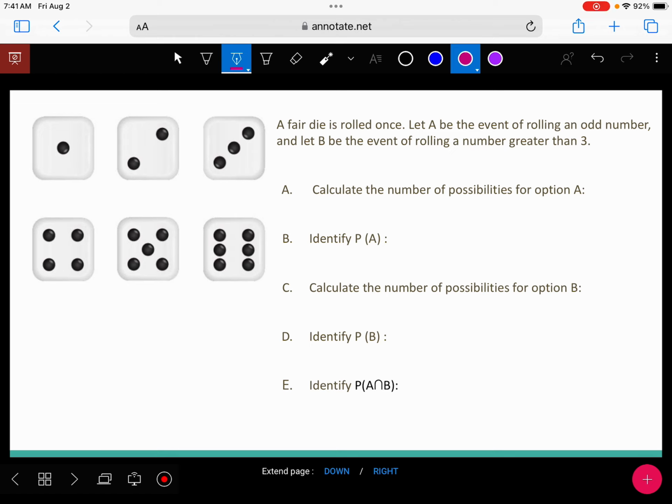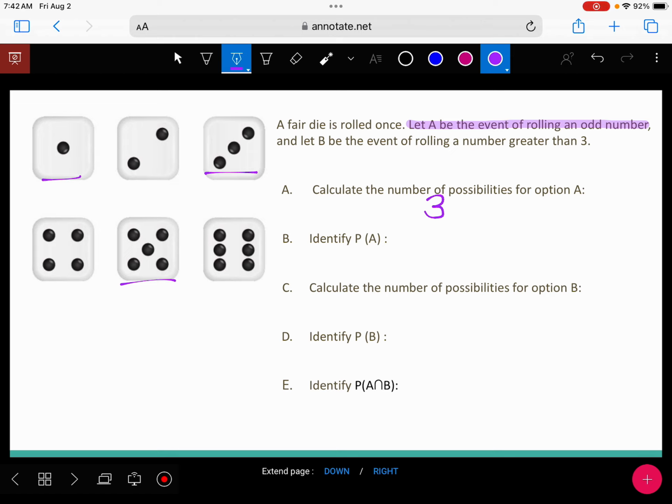We're going to start by just looking at part A, because they put a lot of things in here. So it says, let A be the event of rolling an odd number. And question A says, calculate the number of possibilities for that. 3. There are 3 odd numbers. 1, 3, and 5.